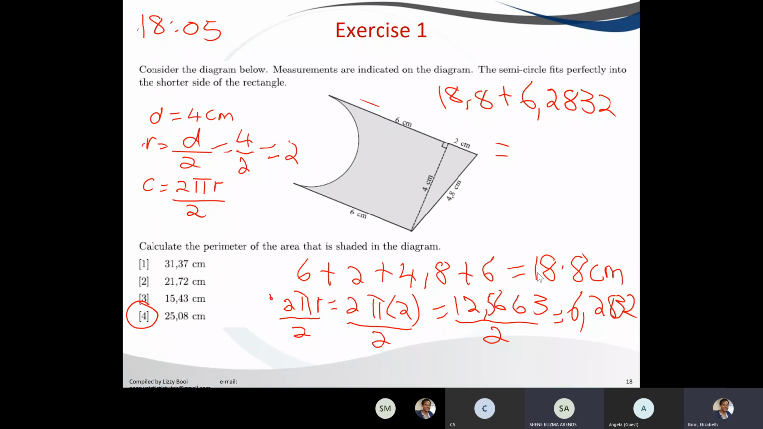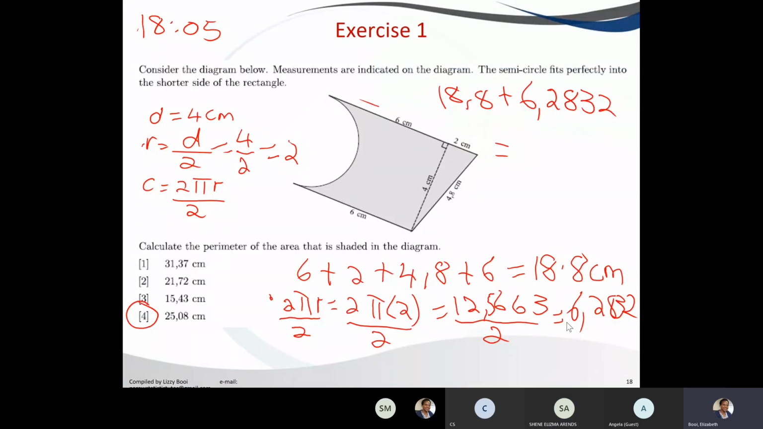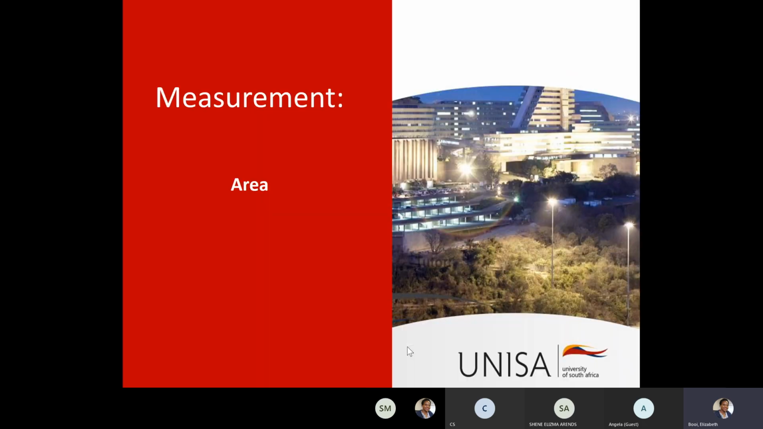Okay, thank you. So now let's look at any question before we move on. If there are no questions, then let's look at how we calculate the area.